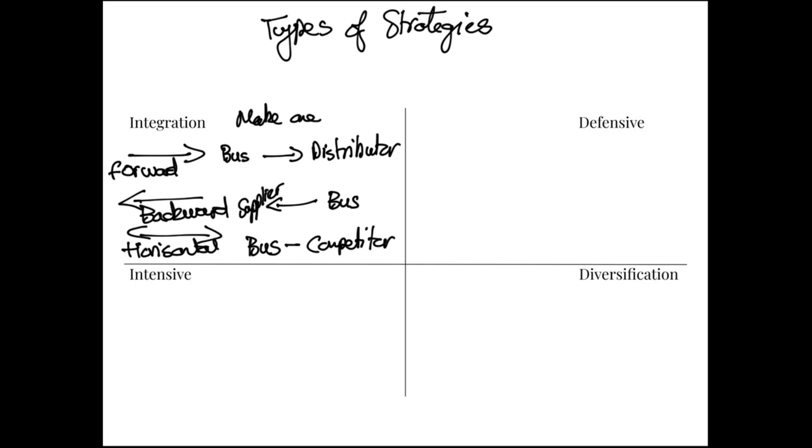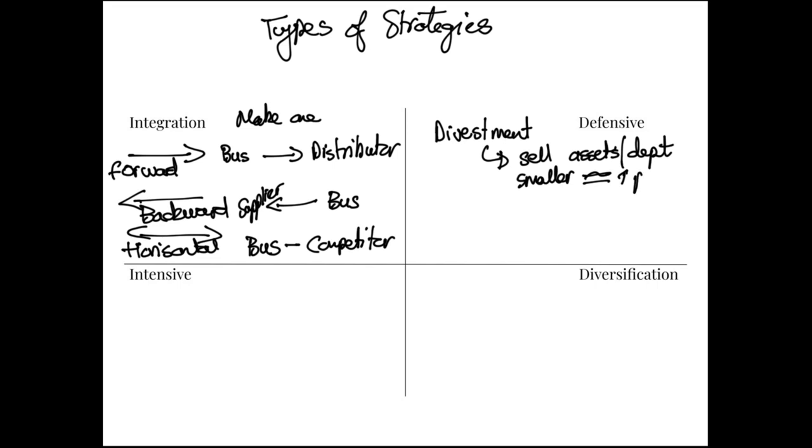If you look at defensive, if you become defensive, that means you're blocking. So if you look at cricket, you block. So defensive strategies, you would look at divestment. Divestment, meaning you sell assets or departments. And those are the ones that are not profitable anymore. So you're making divisions, you're making the business smaller, which then equals increased profitability.